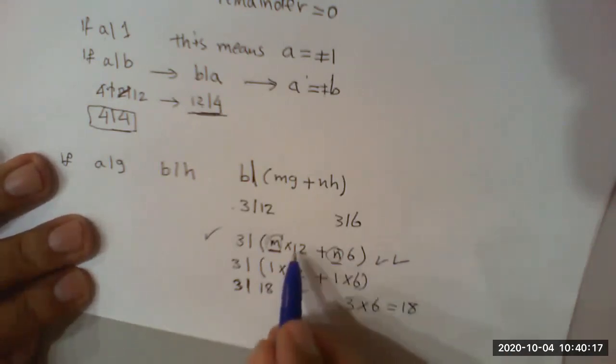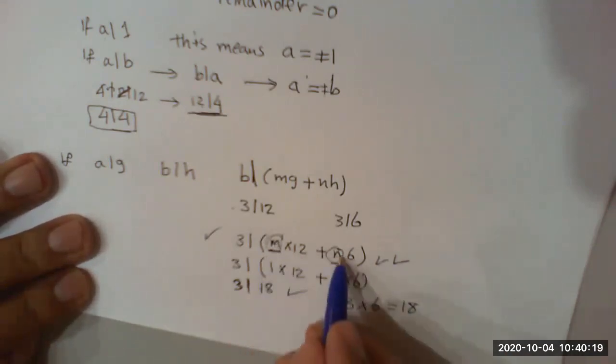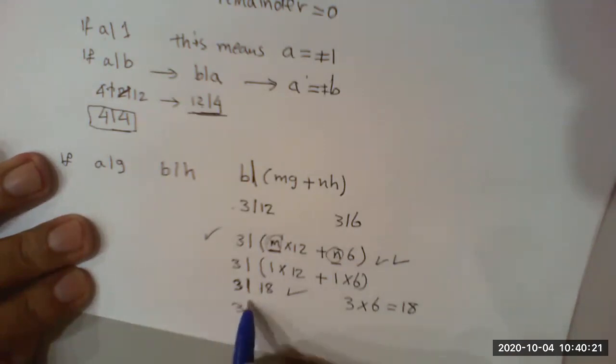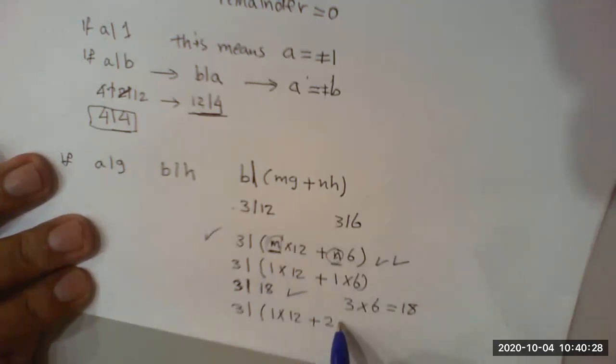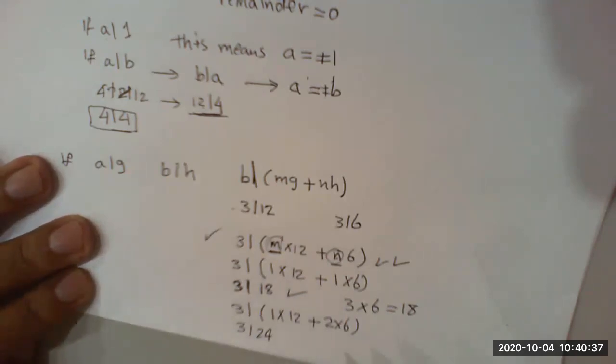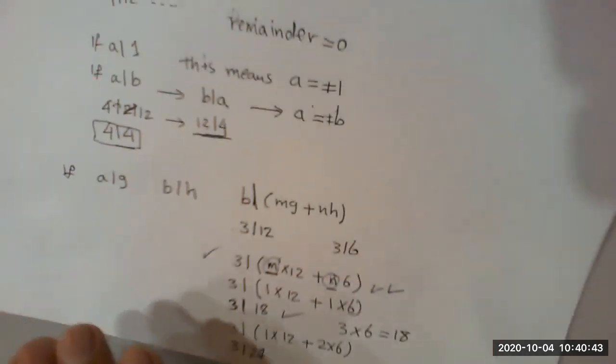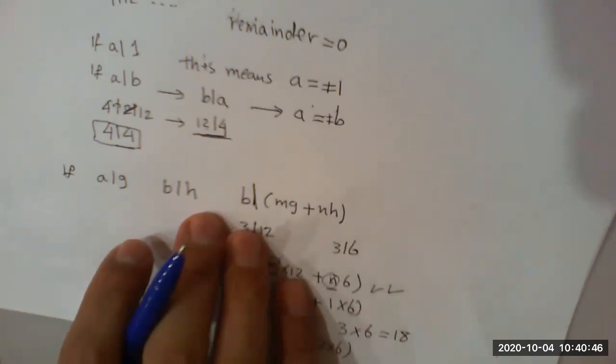I can put other numbers. For example, I can put 1 here and 2 here. So 3 divides 1 by 12 plus 2 by 12. Any number is okay, it will work. So it is 12 plus 24... that is, 12 plus 12, which is 24. 3 divides 24. Okay, these are the properties of divisibility.